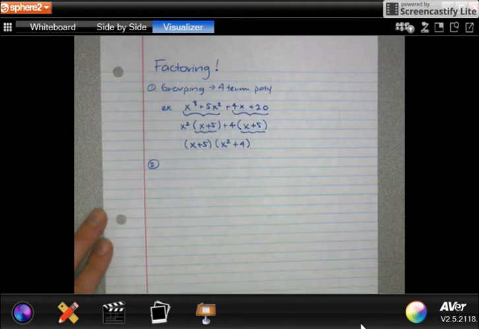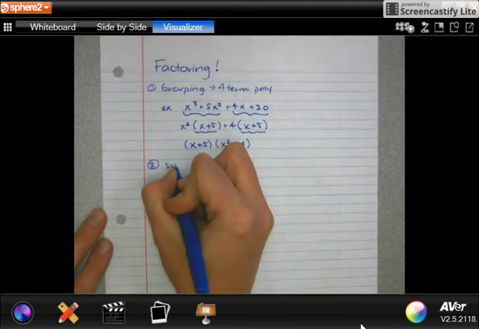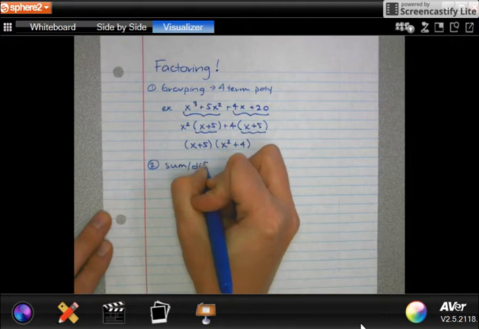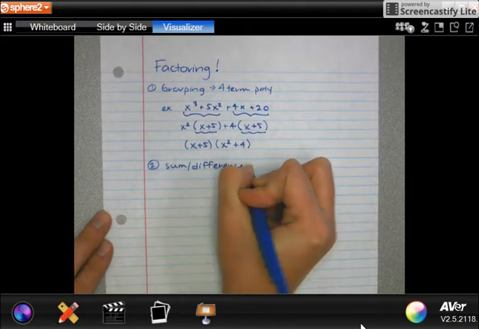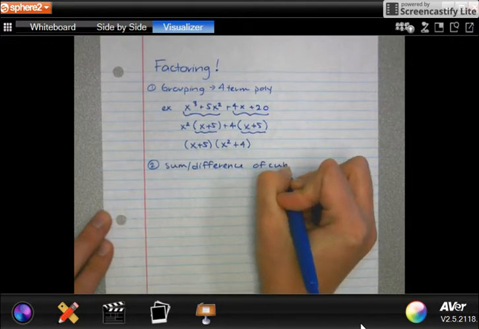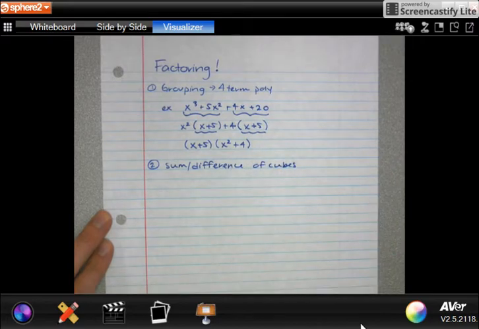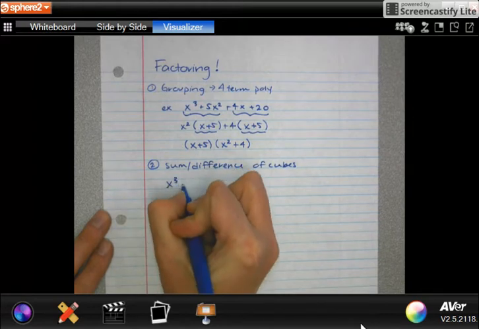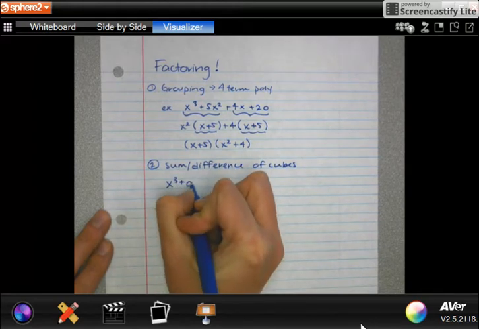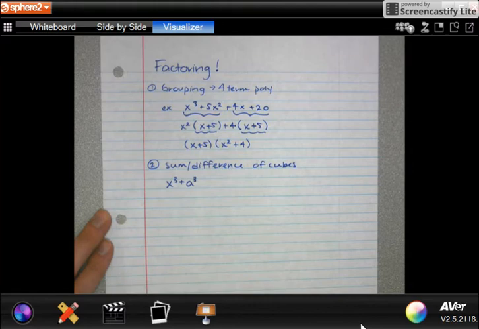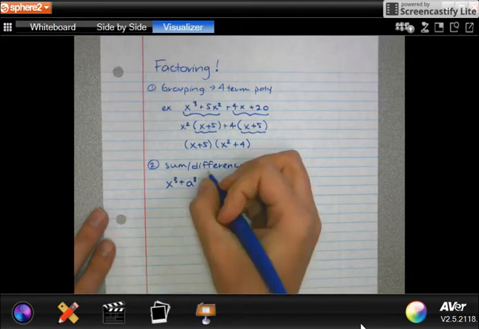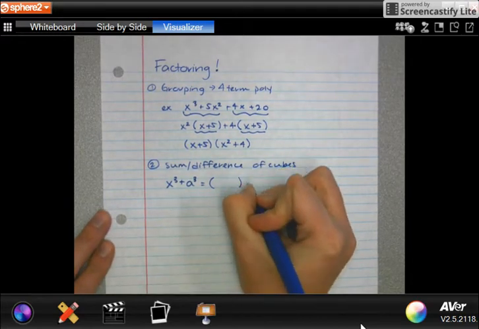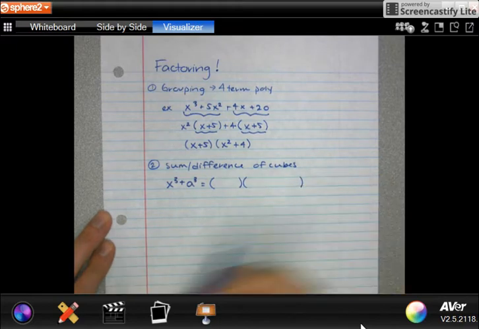The next method we're going to talk about is a sum and difference of cubes. So if you have something cubed plus something else being cubed, this is an example of a sum of a cube. When I factor this, I'll show you a trick in the end. I know this factors to a little parenthesis and a big parenthesis.